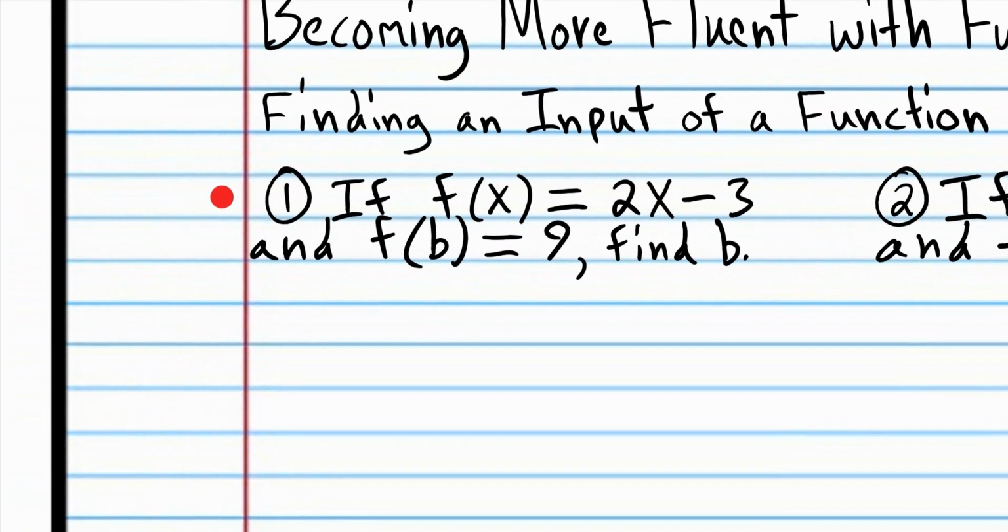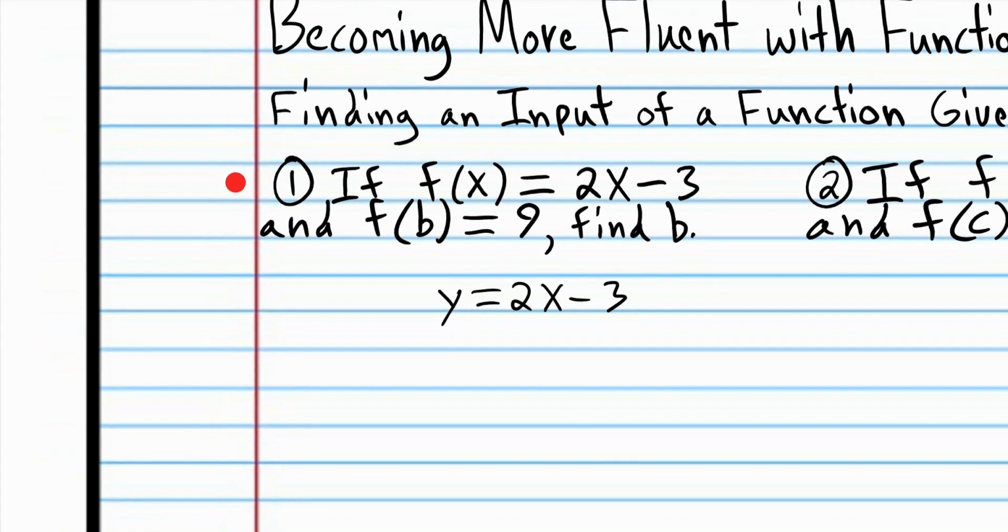So this problem says if f of x is equal to 2x minus 3 and f of b is equal to 9, find b. So what it's telling us is we're plugging in some number into the function and we're getting 9, but we want to know what that number is that we're plugging in. So this problem is really easy in terms of the math. What it's telling us is if y is equal to 2x minus 3 and y is 9, then what is x? So that's a really easy problem.